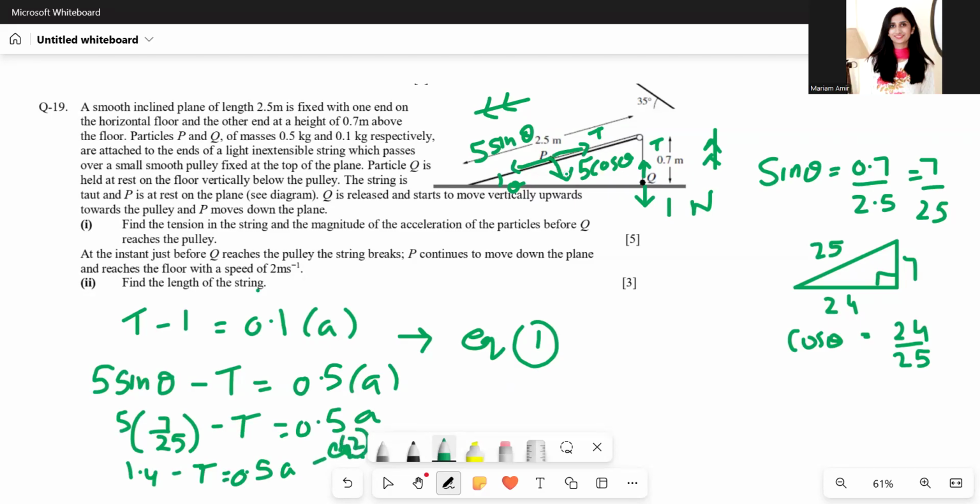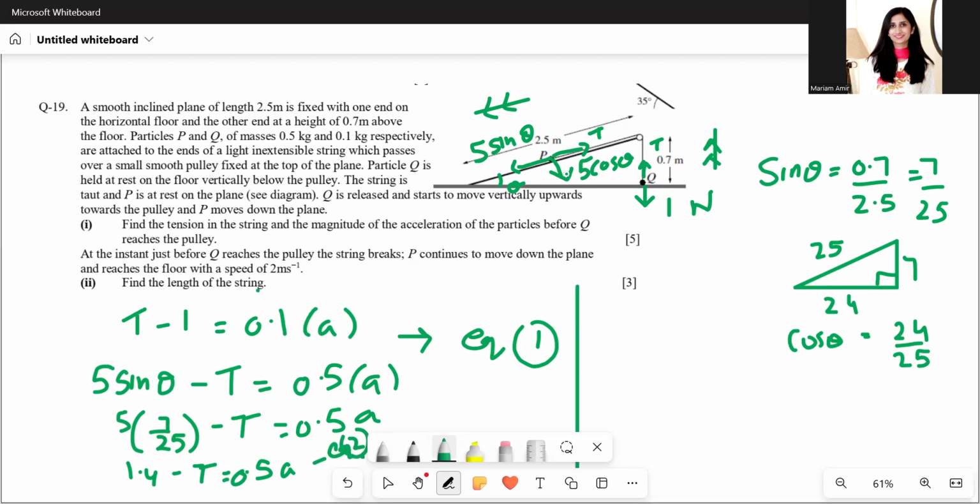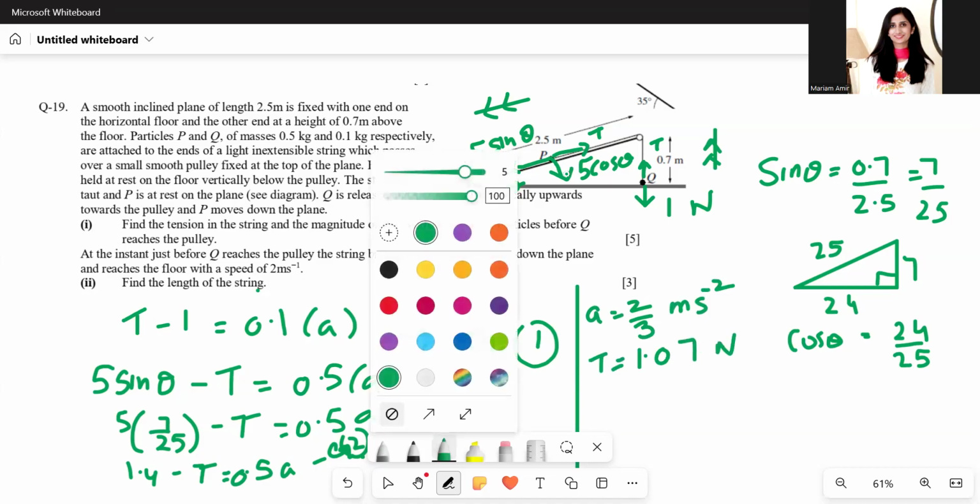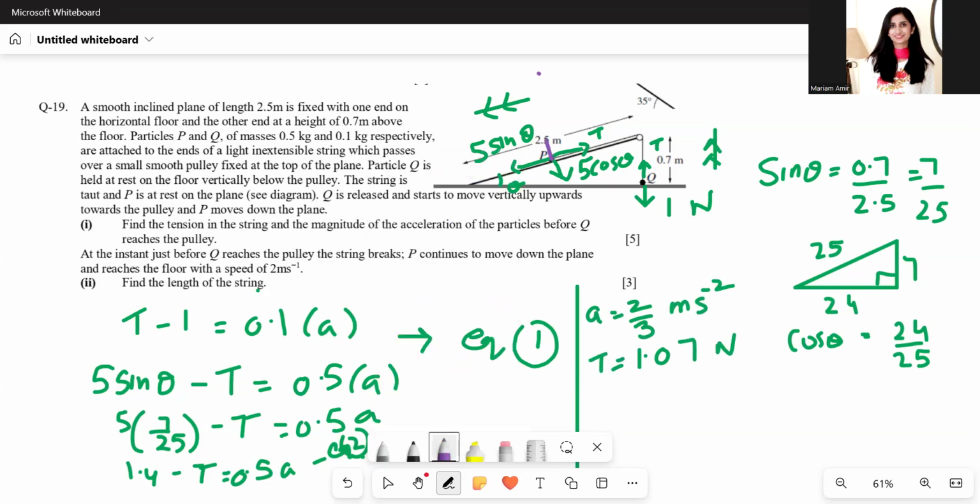Now solve equation 1 and equation 2 simultaneously, and we should get a equals 2 by 3 meters per second squared. T is equal to 1.07 newtons. There's also a normal contact force in the figure, but since there is no friction, there's no mu R component, so we did not use R in the question.